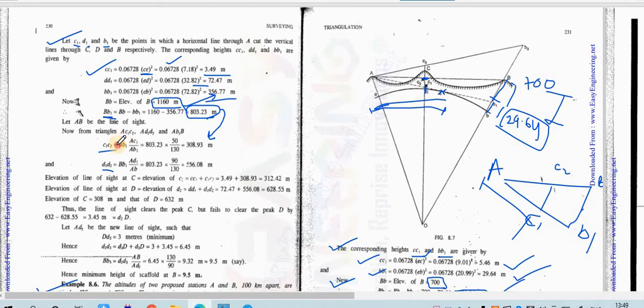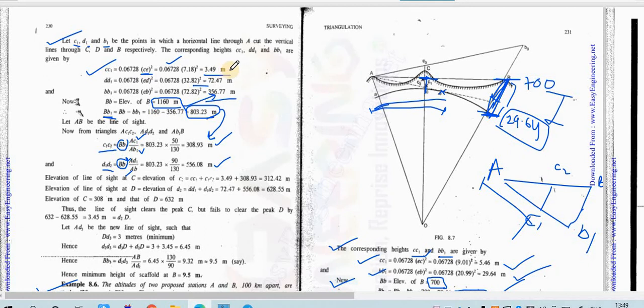So we have got the value of BB1. With the help of that, AC1 and AB1 and AD1 and AB, we can calculate the heights, which are coming out 308.93 and 556.08. Now we have got two heights. By adding these two heights, you will get the line where your instrument line is passing.